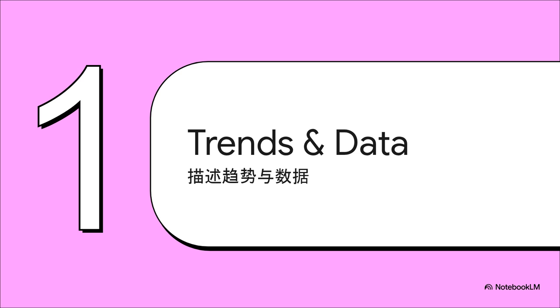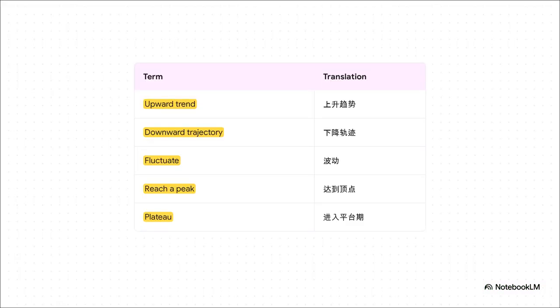描述趋势与数据. Okay, this first module is basically your ultimate toolkit for writing Task 2 surveys and reading data charts. We're going to move fast here to build your rapid recall, so stay with me. First up, upward trend. Upward trend, 上升趋势. In writing Task 2, you absolutely want to use this to describe the Canadian real estate market.